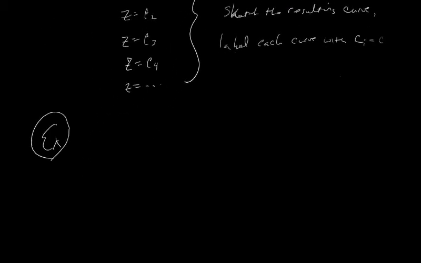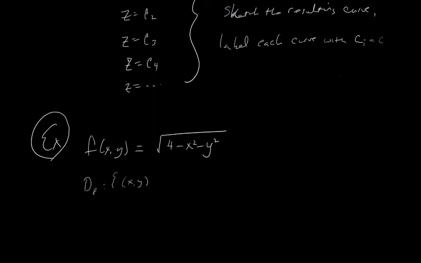Let's have f of x, y equal to the square root of 4 minus x squared minus y squared. Okay, so we're just going to do that. Now, first of all, we already know the domain of this. Well, it's slightly different because we can include the 0 now. So the domain for our function f is going to be all x, y such that x squared plus y squared is less than or equal to 4.